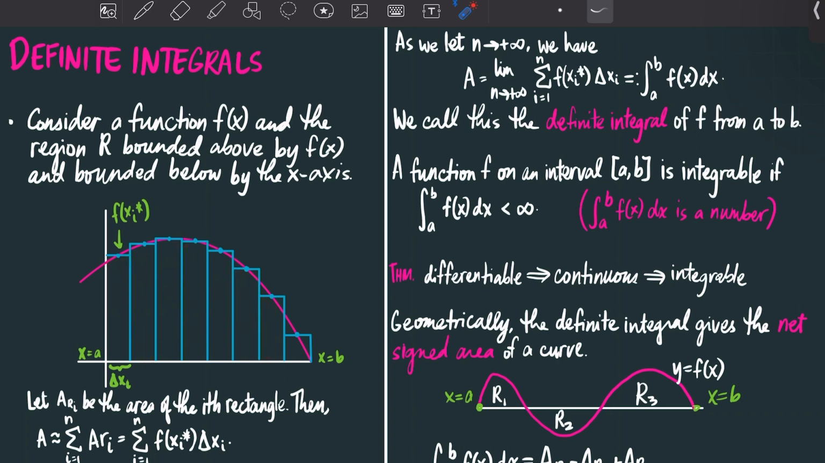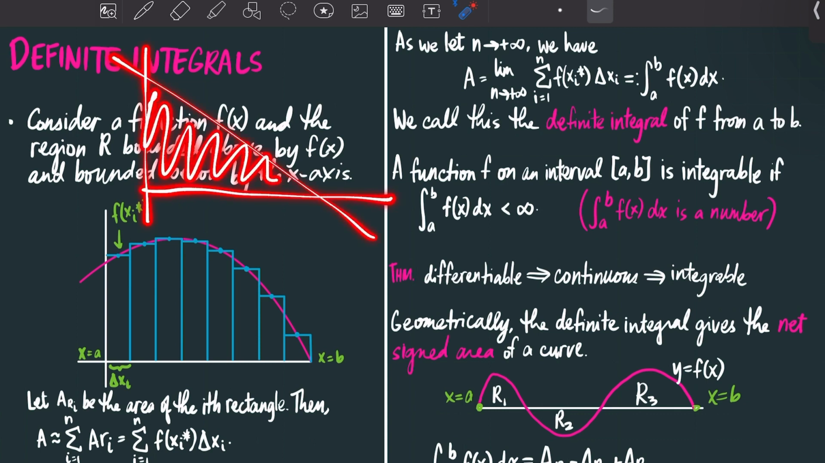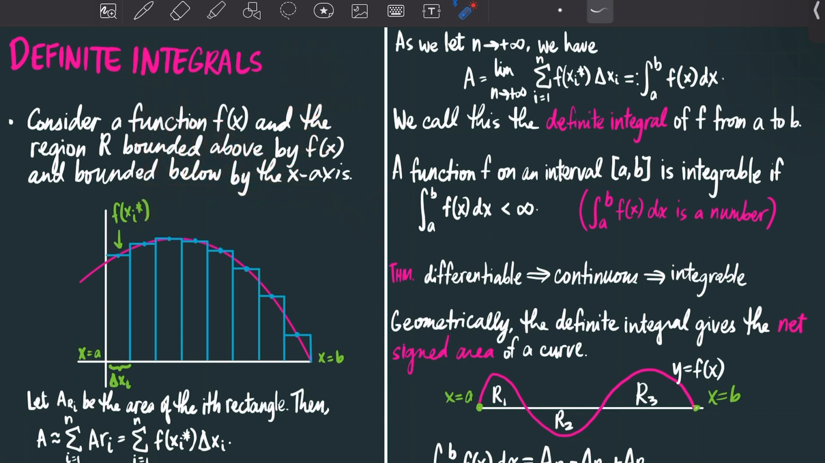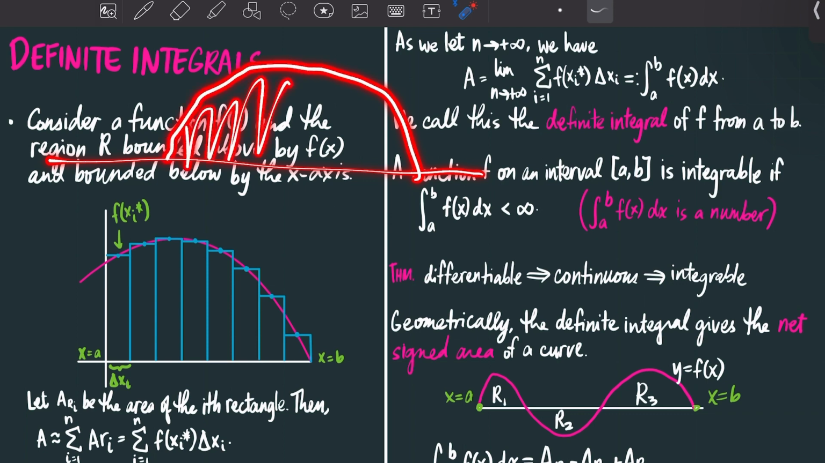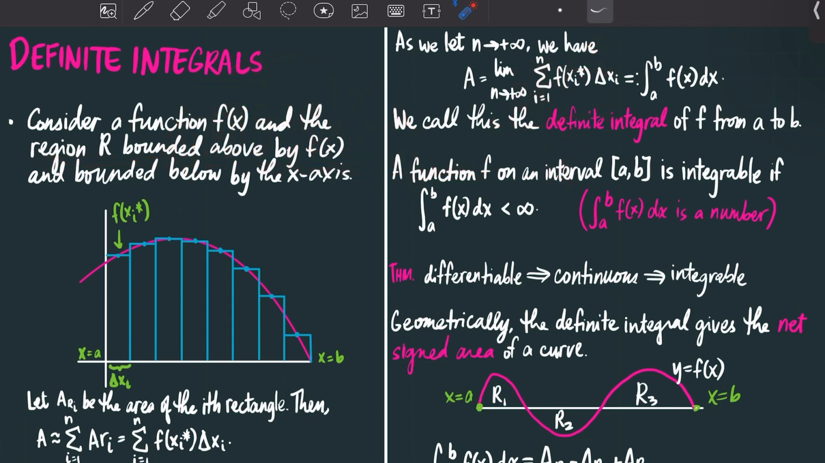Kung simple lang naman siya na function, like let's say this line, madali lang naman natin makukuha yung area nito since existing na yung formula niya. So that's just base times height over 2. Or kung yung curve naman natin, let's say is a semicircle, madali lang din natin makukuha yung area nito. That's just pi r squared, pero since semicircle siya, we divide it by 2.